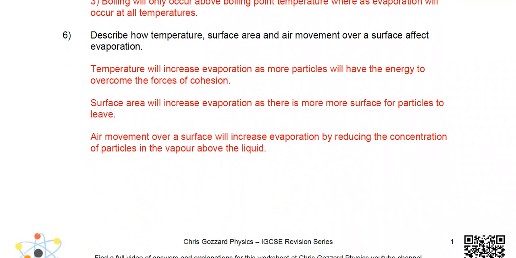Question number 6. Describe how temperature, surface area, and air movement over a surface affect evaporation. Temperature will increase evaporation as more particles will have the energy to overcome the forces of cohesion. Surface area will increase evaporation as there's more surface for the particles to leave. Air movement over the surface will increase evaporation by reducing the concentration of particles in the vapor above the liquid.